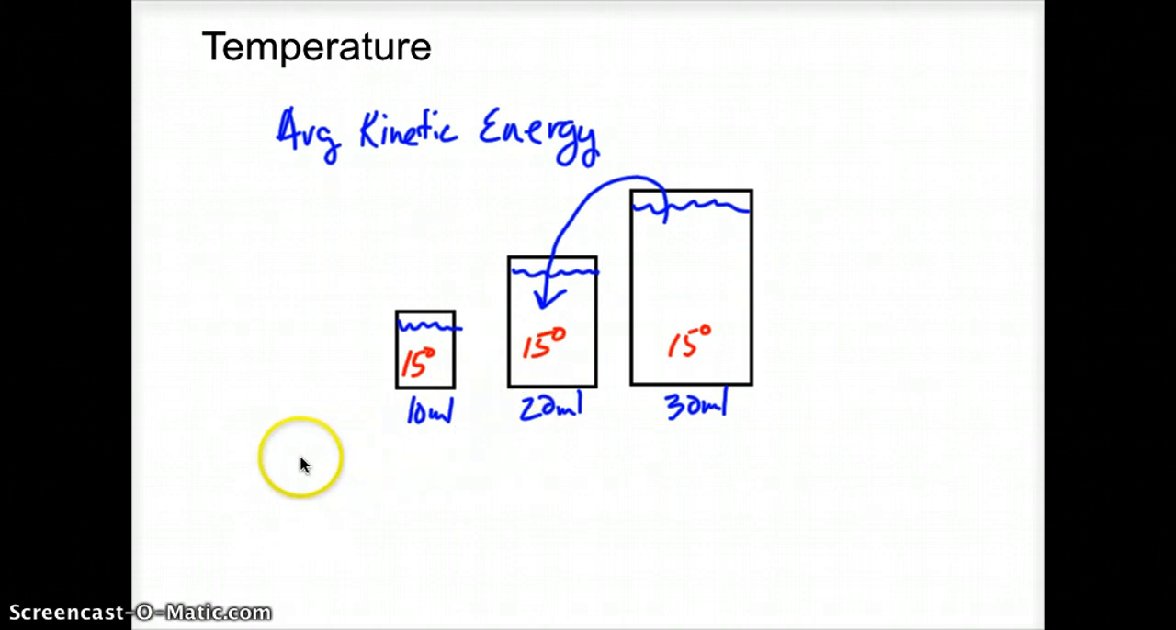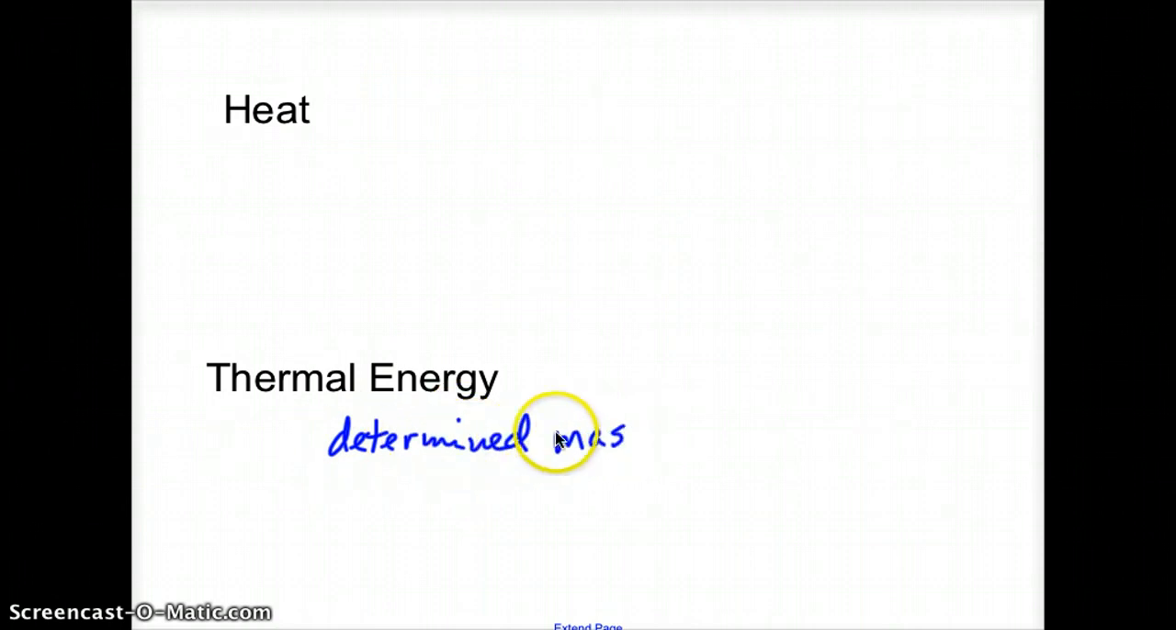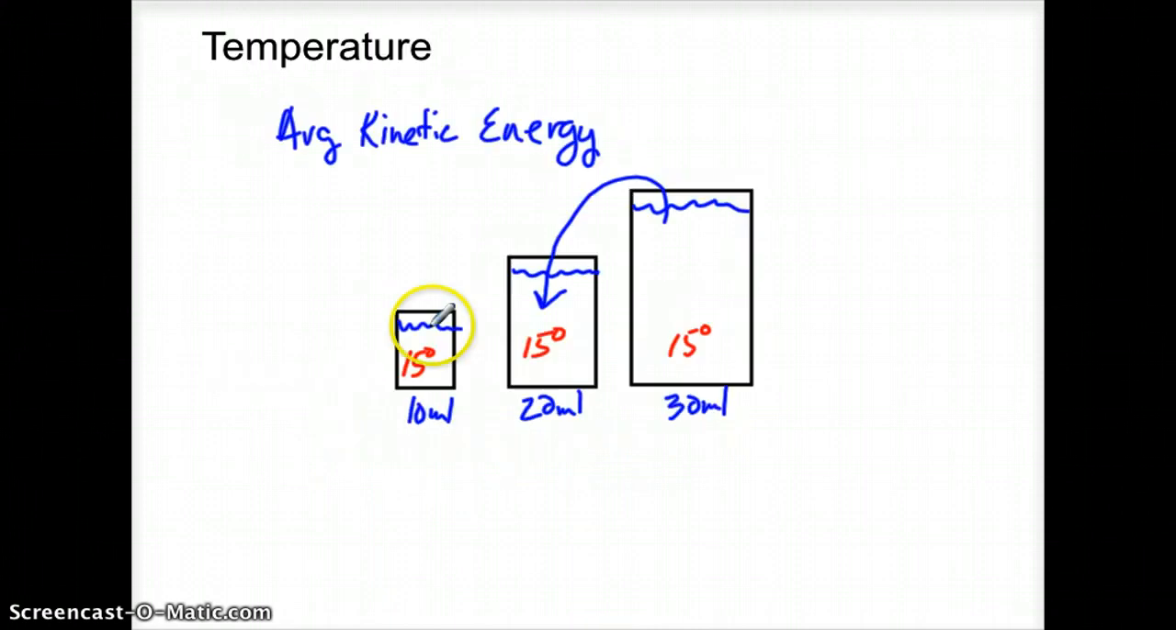But if we look at the amount of thermal energy, thermal energy is determined by the amount of mass that an object has. So the more mass, the more energy it has, and we're talking thermal energy. So this one would actually have more thermal energy than the other two because it has more mass. It is not based on the temperature, it's simply based on how much it has.